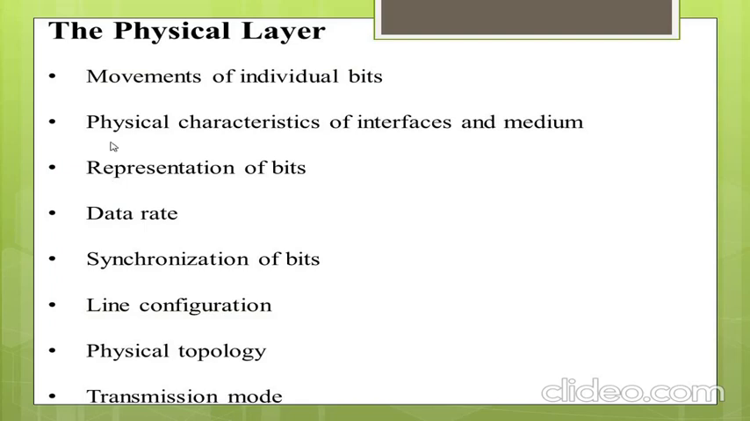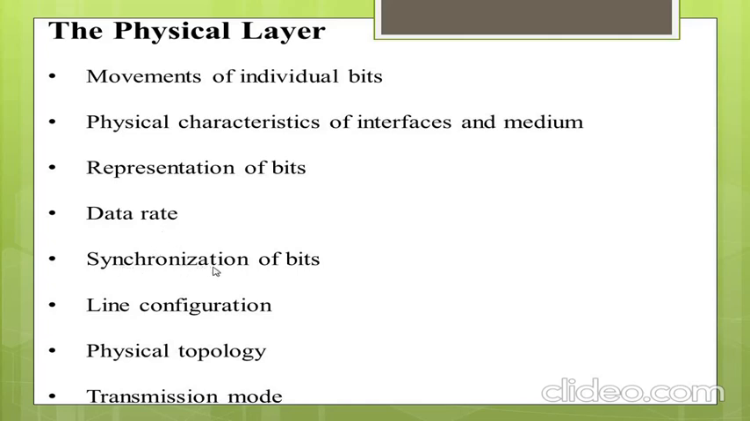The physical layer defines the physical characteristics of interfaces and medium. It is also responsible for the movements of individual bits. It consists of a stream of bits, that is zeros or ones, which are to be transmitted. So these bits are to be encoded into electrical or optical form. The data rate is the rate at which the number of bits are transmitted per second.